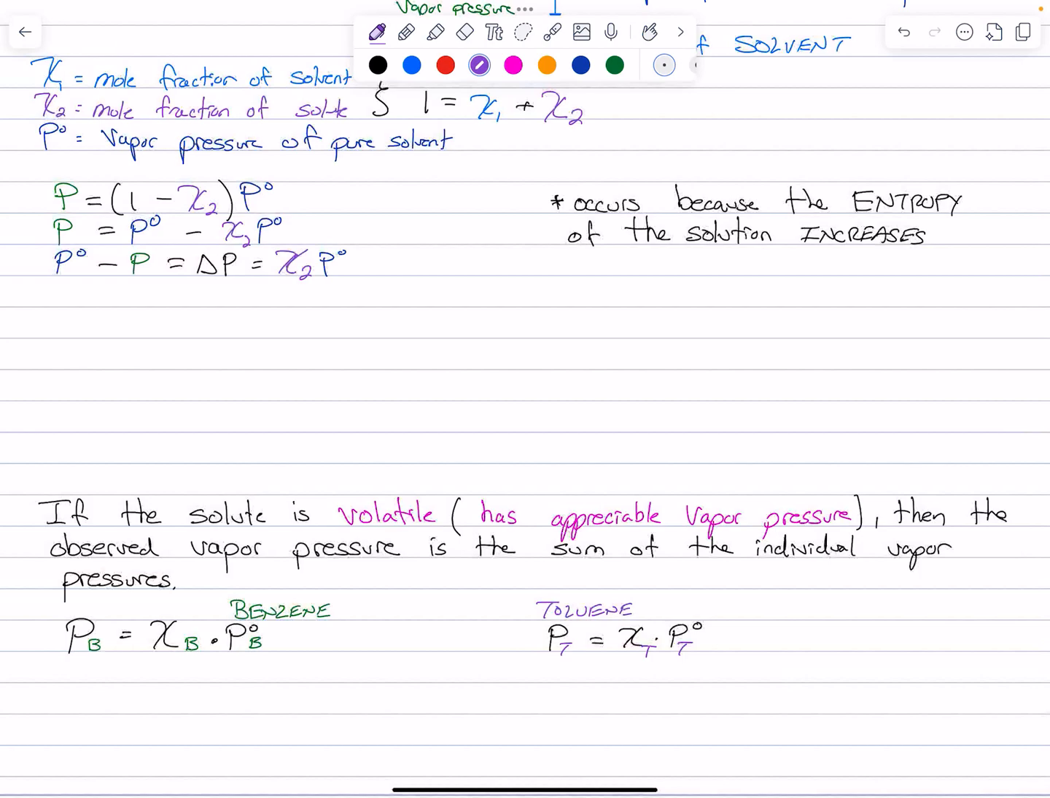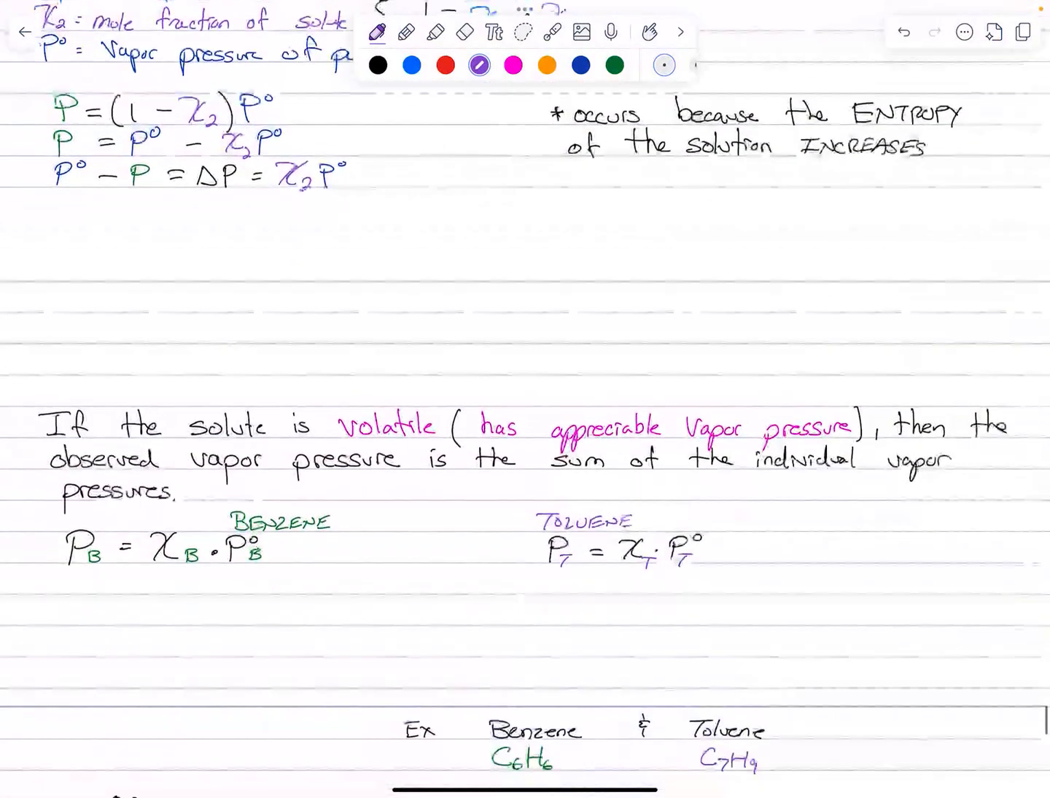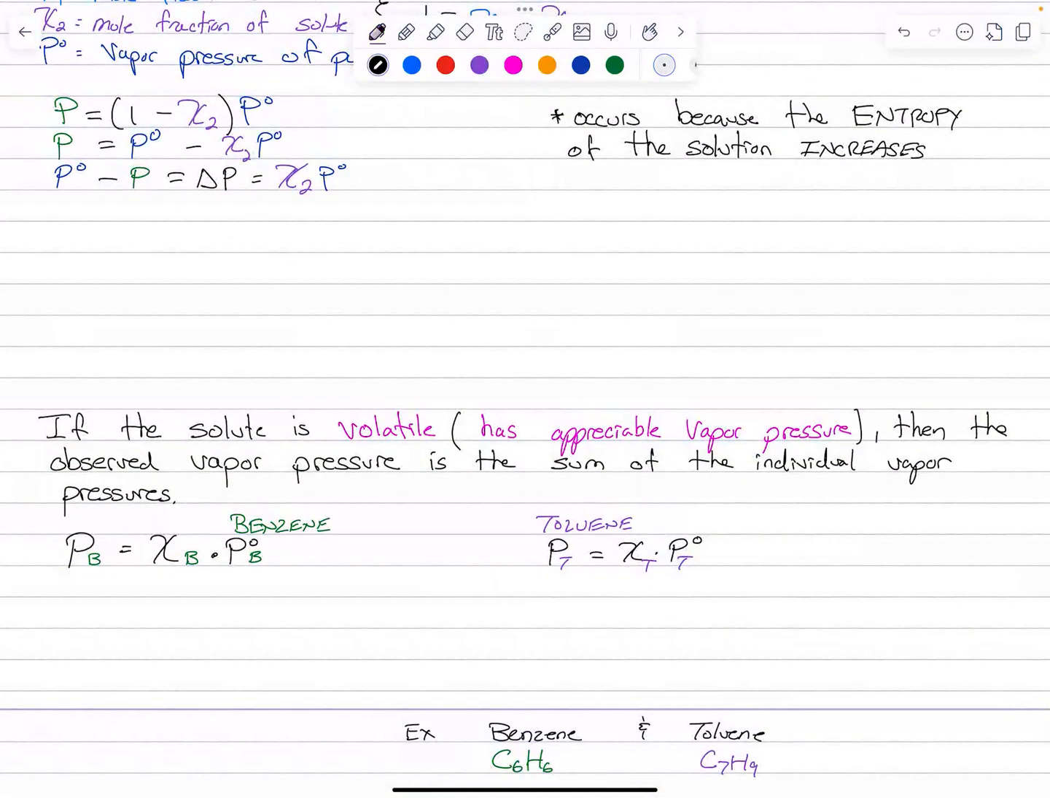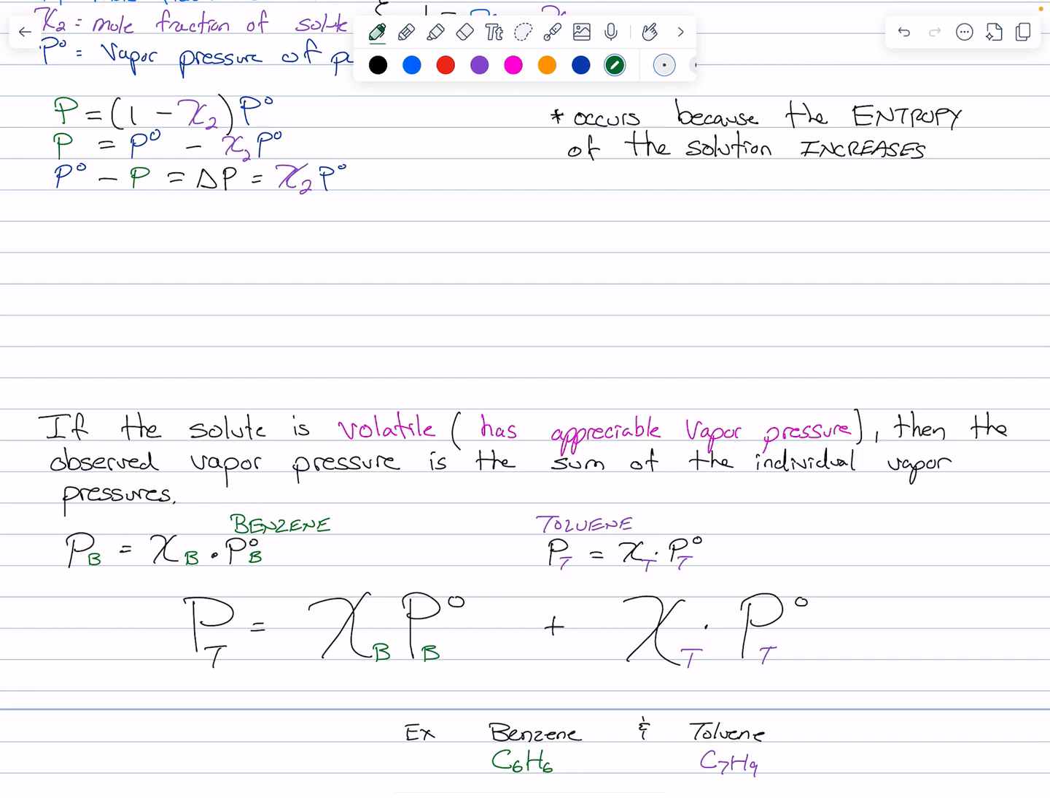All right. So that means my total pressure would be the pressure of, I got toluene over there and benzene over here. You add them both up. All right, they both contribute. They're both vaporizing.